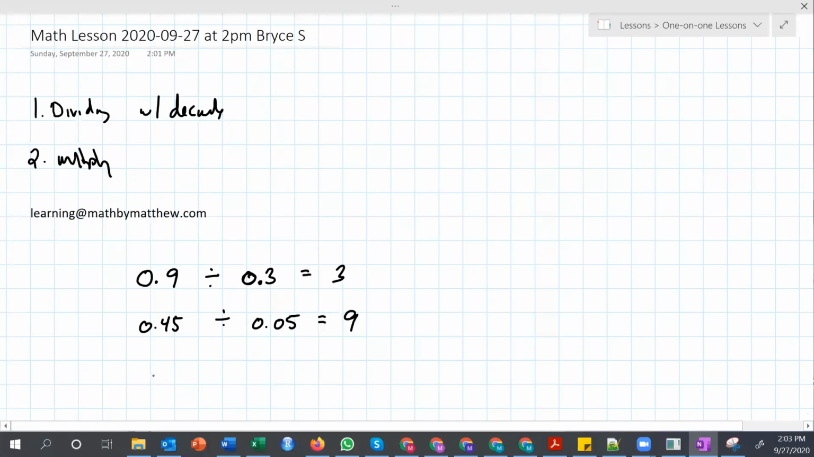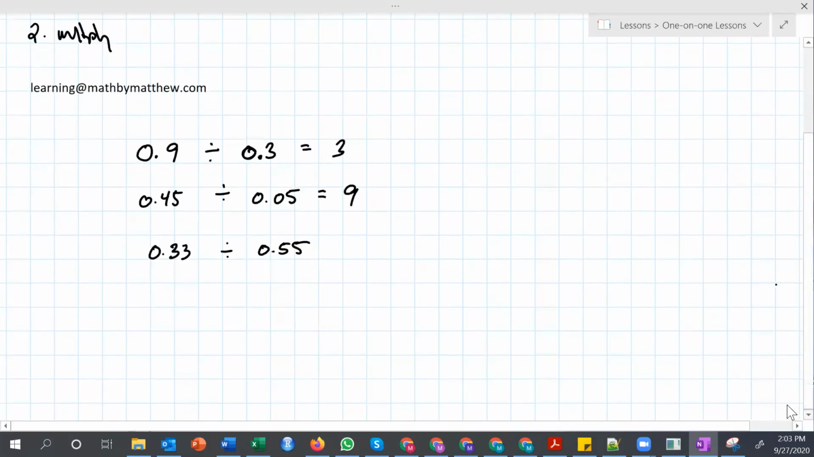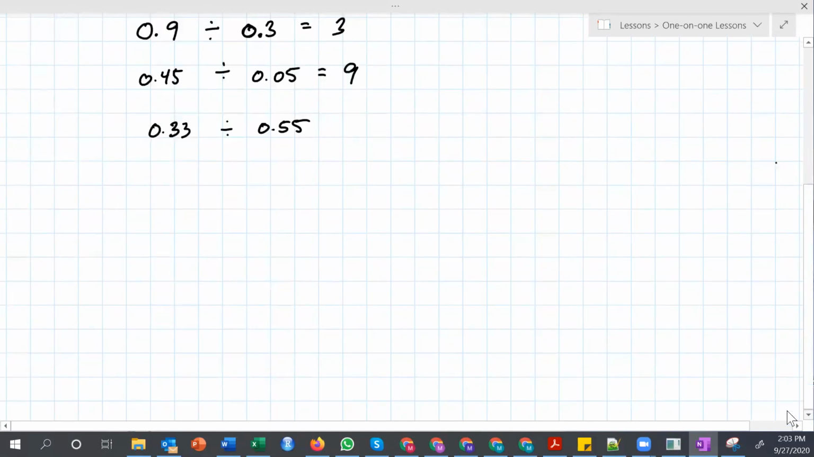How about 0.33 divided by 0.55? These are the questions that I'm really struggling on. Okay, so there's some gap here that we'll try to overcome. One of the ways you can do this is you can take a problem like the one I'm boxing here, and you can rewrite it: 0.33 divided by 0.55.